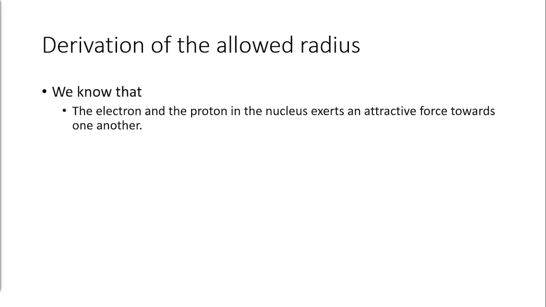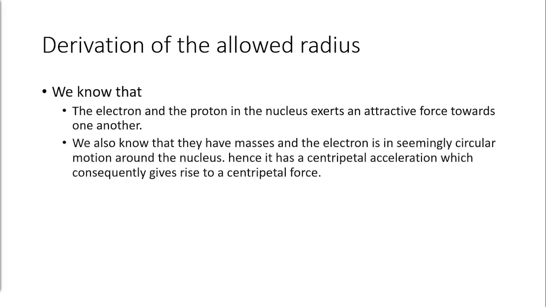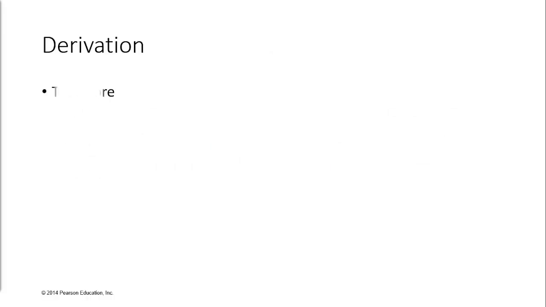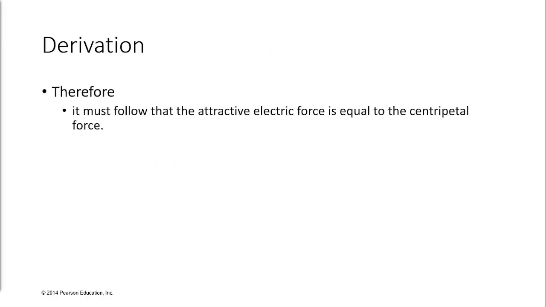We now proceed to the derivation of Bohr's formula for the stable orbit of the hydrogen atom. We know that the electron and the proton in the nucleus exert an attractive force towards one another. We also know that they have masses and the electron is in seemingly circular motion around the nucleus. Hence it has a centripetal acceleration, which consequently gives rise to a centripetal force. Therefore, it must follow that the attractive electric force is equal to the centripetal force.